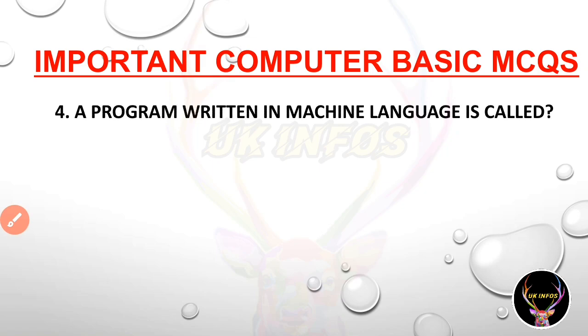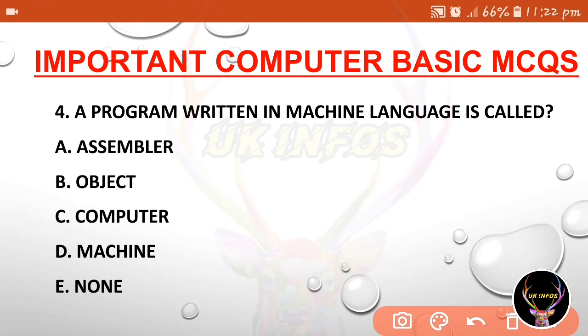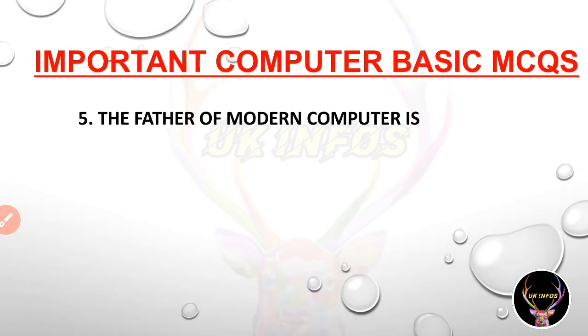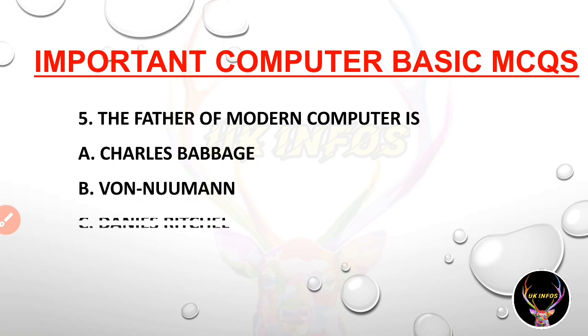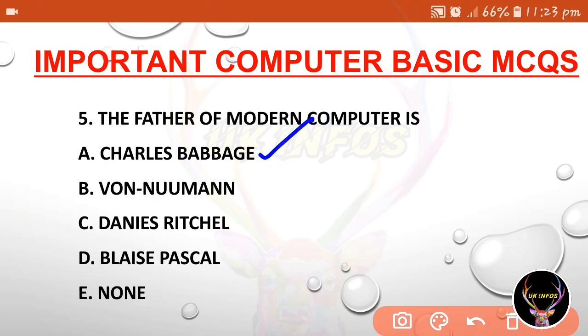Question number 4. A program written in machine language is called assembler, object, computer, machine or none. The answer is assembler. Question number 5. The father of modern computer is Charles Babbage, von Neumann, Dennis Ritchie, Blaise Pascal or none. The answer is Charles Babbage.